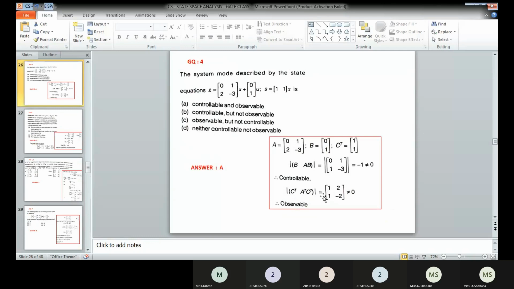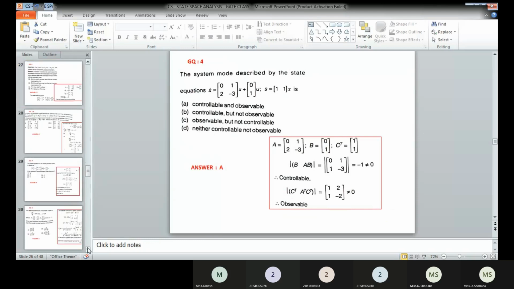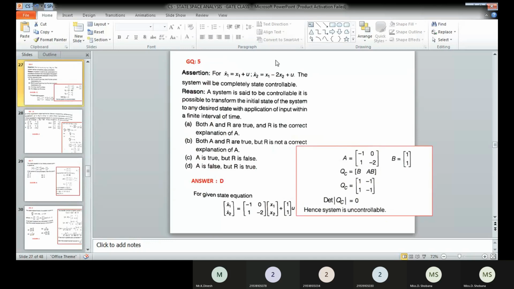So here C transpose is written and A transpose C transpose is also written. If you determine the determinant, it is also not zero, so it is not equal to 0. Therefore, it is observable. So the correct answer is available in option A. That is the correct answer. You have to remember these things. Then we can go for the next problem.